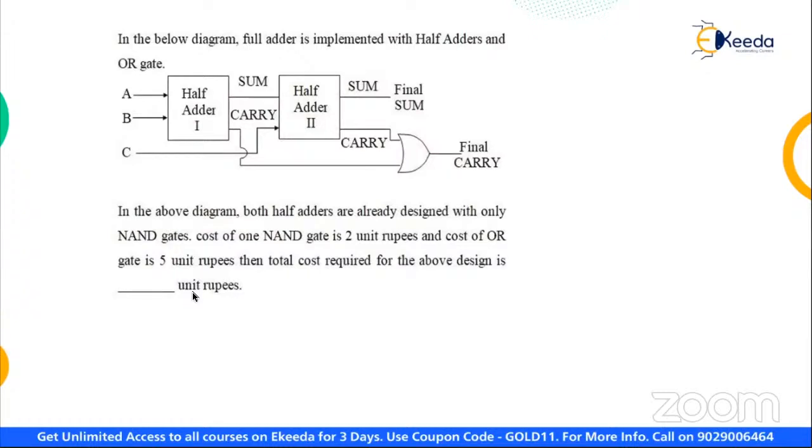In the question, what they're asking is, in the above diagram, half adders are designed by using only NAND gates. The cost of one NAND gate is 2 unit rupees, and the cost of an OR gate is 5 unit rupees. Then what is the total cost required for the above design? That's what the question is. Is there anybody who can answer this, or give me a clue how to solve this problem?